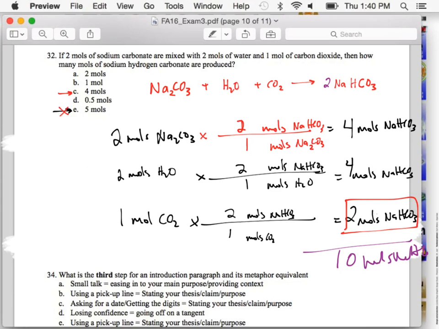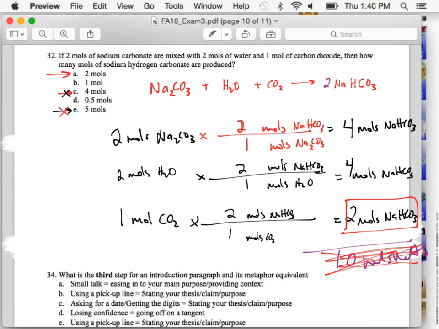Okay, so 10 makes absolutely no sense. Just because you can add 4 and 4 and 2 and that equals 10 doesn't make that the correct answer. You have to interpret what they mean. Our answer then needs to be 2 moles. We end up with A.